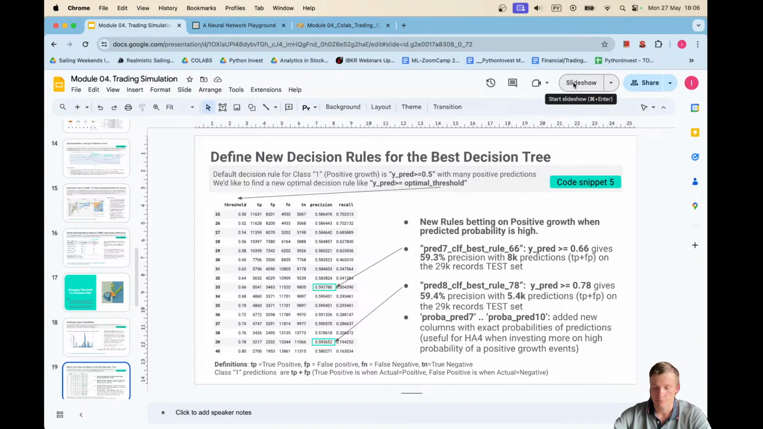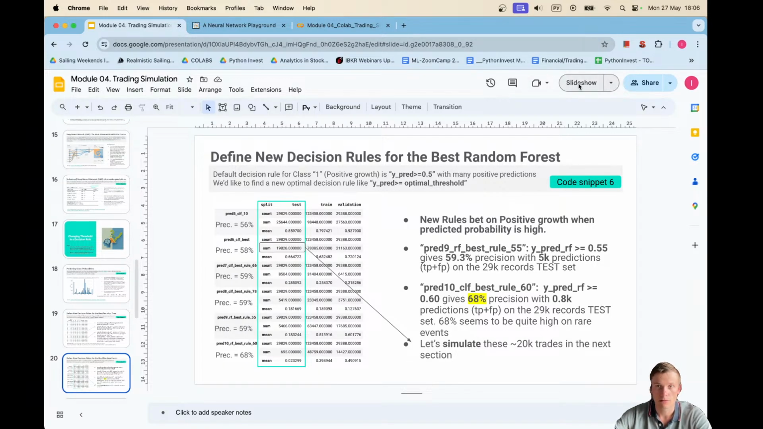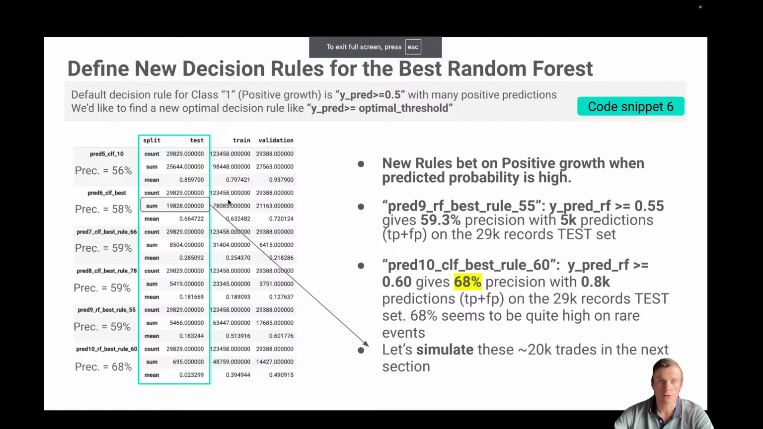So here is what we have on the predictions that are not manual, but predictions from models. We have prediction number 5, which is a default 10 levels deep decision tree. Prediction number 6, best decision tree of depth 15. Prediction 7, best decision tree with rule 66. 8, best decision tree with rule 78, and 2 more predictions on random forest.